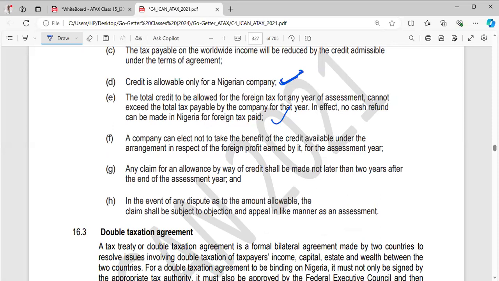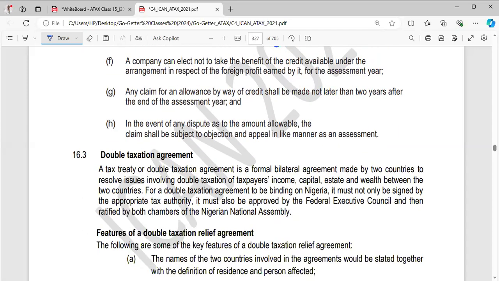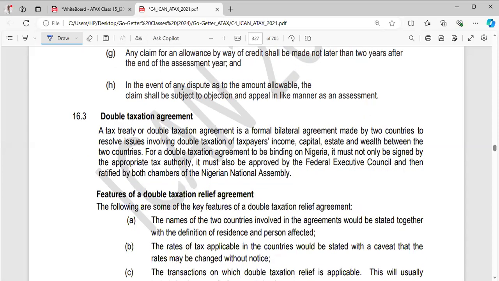Any claim for an allowance by way of credit shall be made not later than 2 years after the assessment year end. Unlike the Commonwealth relief that is not claimable after 6 years, this is not claimable after 2 years. In the event of any dispute as to the amount allowable, the claim shall be subject to objection and appeal in like manner as an assessment. So that's it. Let's look at the double taxation agreement.